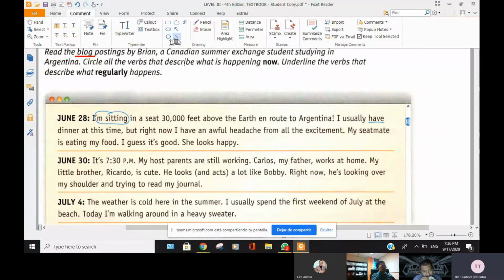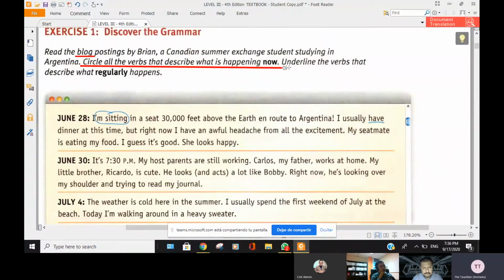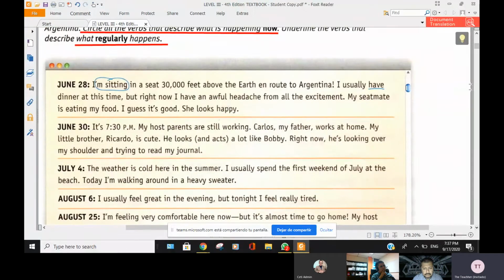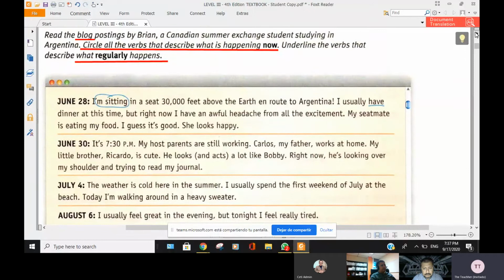He is studying in Argentina. And what we want to do is identify what is happening right now, okay? And identify what regularly happens, okay? So that we can see if we understand the context, okay? According to what he put on here, what can you tell me, Danny, is happening?